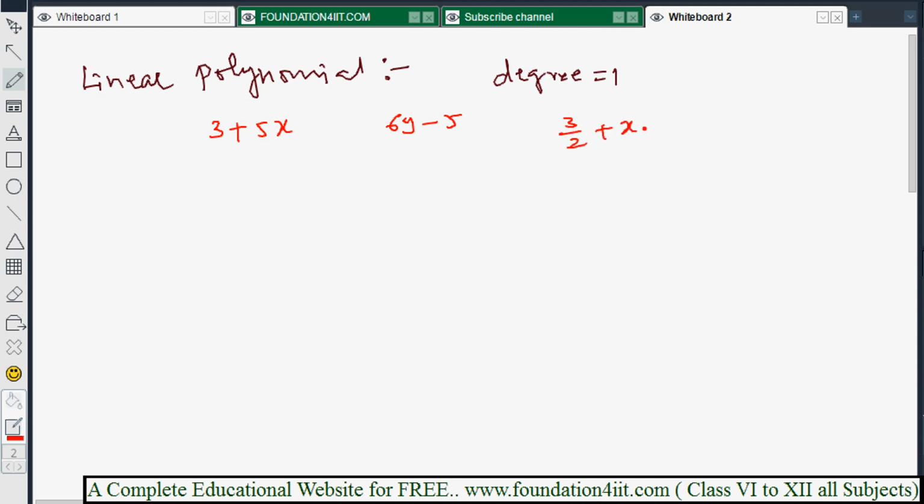So these are all examples. The highest power, meaning the degree of these polynomials, is only 1, because x is x to the power 1. If there is no power, you can take it as 1. So only 1 is the degree. Next, quadratic polynomial. You see here, the highest power is only 1, so all these polynomials you can call linear. Then a polynomial of degree 2 is called quadratic.